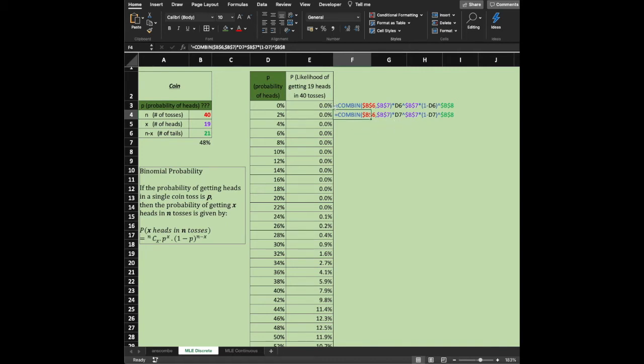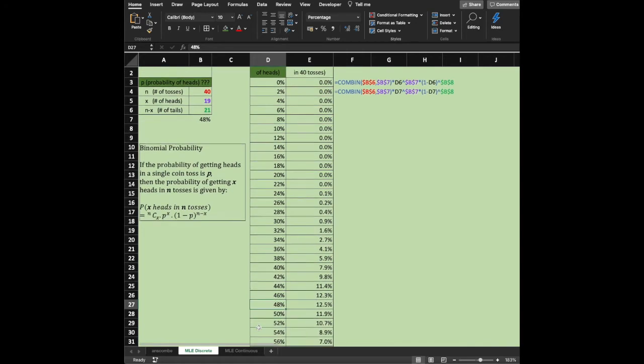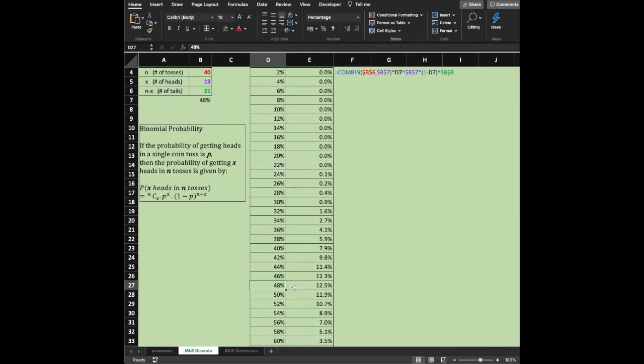What we observe from this data is that when the probability of getting heads in a single coin toss is low, in the range of 0% to 10%, the probability of getting 19 heads in 40 tosses is also very low. However, as I inch towards higher values that p can take, somewhere in the range of 32 to 40%, I observe that the likelihood of getting 19 heads in 40 tosses also rises higher and higher. And at p equal to 48%, that is when the probability of getting heads in a single coin toss is 48%, I observe that the likelihood of getting 19 heads in 40 tosses is also the highest.